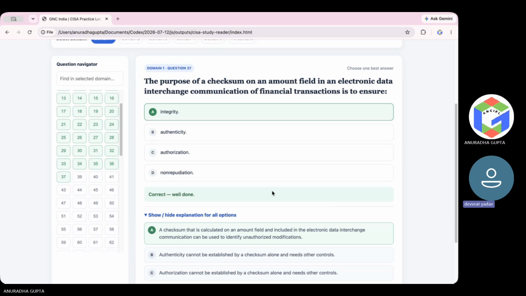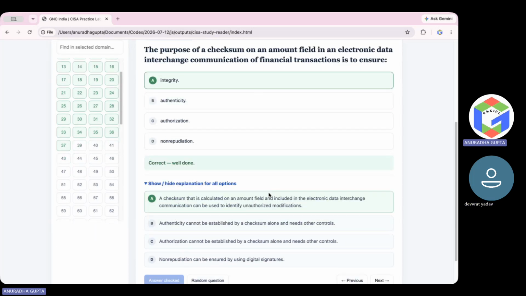You got it? I was getting confused between these two options, first and second. Yeah, second option is authenticity. Authenticity cannot be established by checksum alone and needs other control. You need to ask your friend whether the account you have given is authorized, whether it is your account or not. Again, another control.